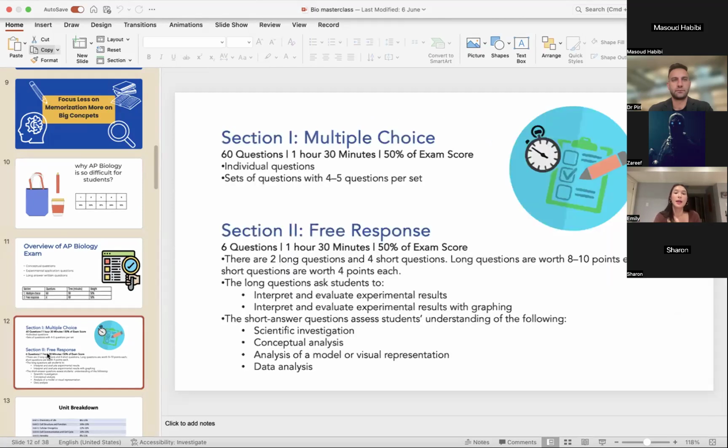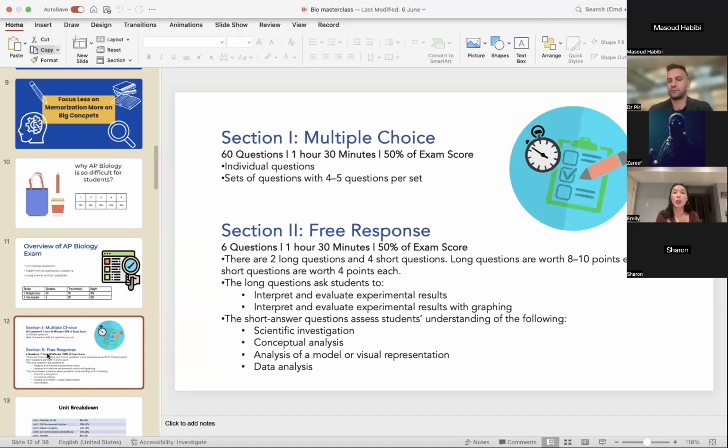Okay. This is a little bit more of specifics in terms of multiple choice and free response questions. For multiple choice questions, you'll have individual questions as well as question sets. So you'll maybe have a graph and then there'll be 4 questions underneath that are multiple choice questions referencing that one graph. So that's why I always stress graphing, because if you don't have that, then you're missing out on 5 multiple choice questions.